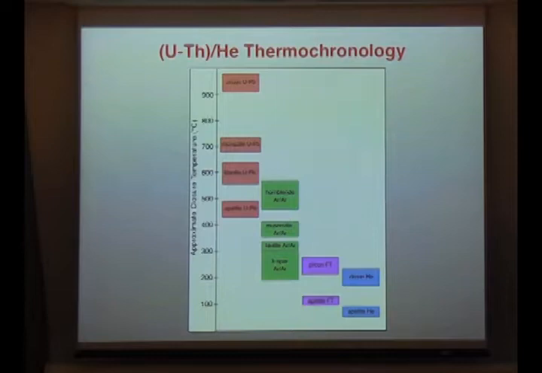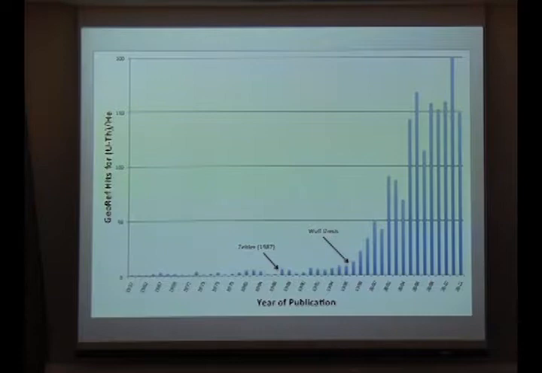So we can date things that are happening at low temperatures, which for geologists means things that happen at relatively shallow levels in the crust. The technique has really exploded over the years. This is just a plot of the number of hits that you get in GeoRef if you type in uranium, thorium, helium, or some version of it.